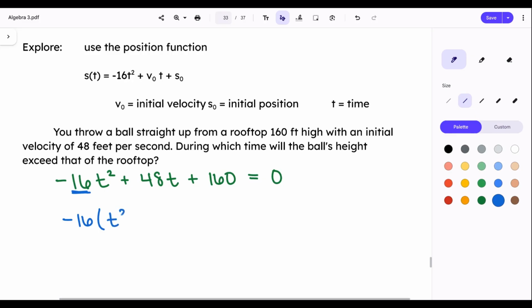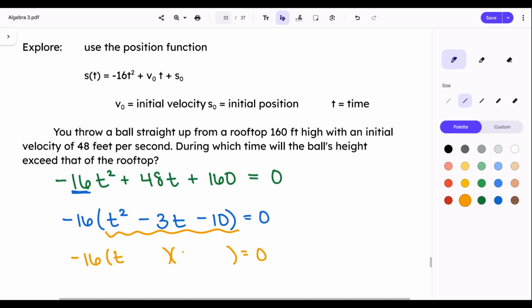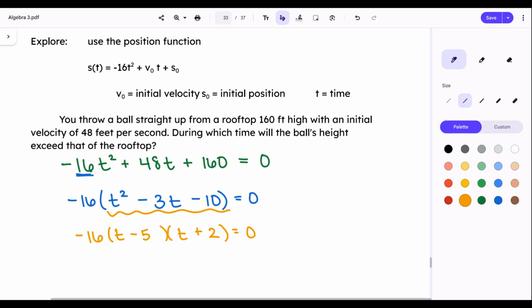I would be left with t squared. What'd you guys find here? Okay, negative 3t. And then what would this last one become? Good, minus 10. And then we're setting that equal to 0. All right, so let's factor this inner piece here. How would that factor? Good, minus 5, positive 2. If I were to solve for t, what would you get for two potential answers?